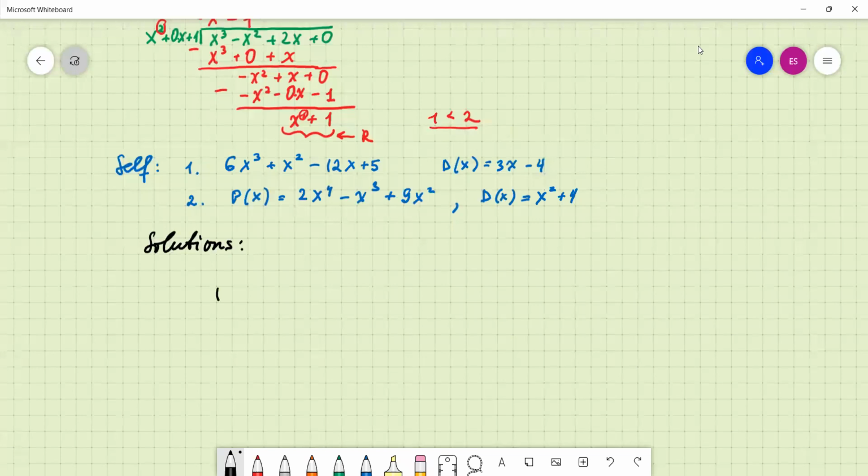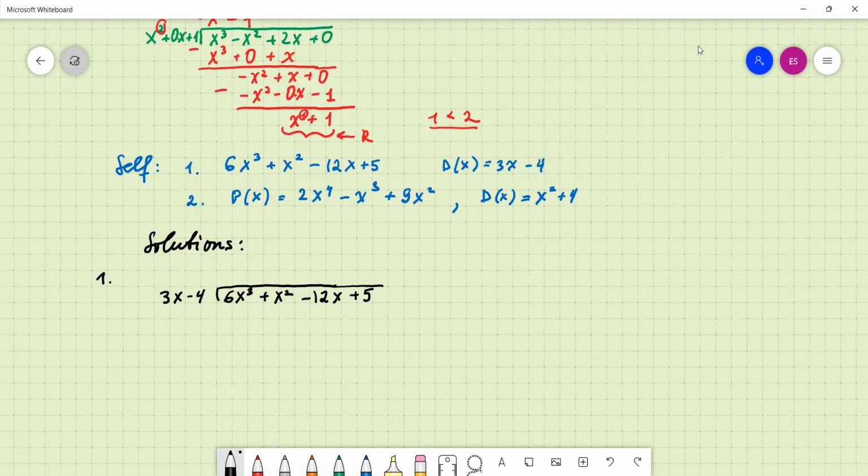So for the first polynomial, let me label that it's problem 1. I'm going to write down 6x cubed plus x squared minus 12x plus 5. All powers of x are represented here, so I don't have any zeros. Here I'm going to write down 3x minus 4. And we'll start this process of division.